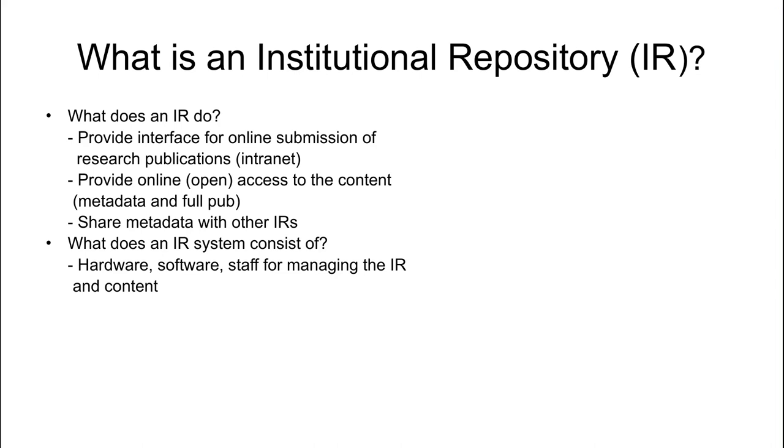What does the IR do? The IR supports the submission of research output. This can be restricted, or made available to the outside world through the internet. It also provides online open access to the content. Metadata can be harvested, to publish the metadata and not the full article. It also provides the possibility to share your content with other IRs.